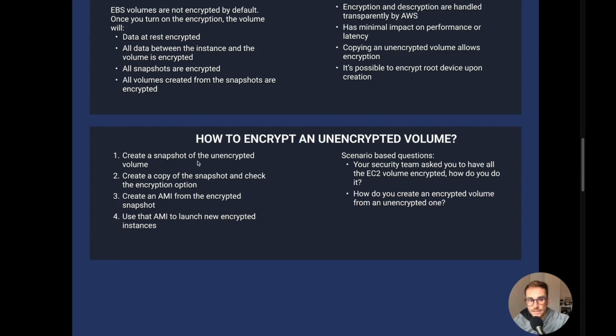So let's say it again. You first create a snapshot of the unencrypted volume. Then you create a copy of the snapshot and check the encryption option. You create an AMI from the encrypted snapshot, and then you launch the AMI from the encrypted snapshot that you created in step 3. And that's the only procedure you need to know for this question.